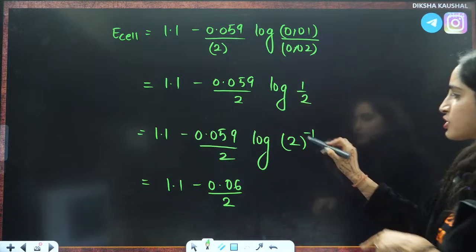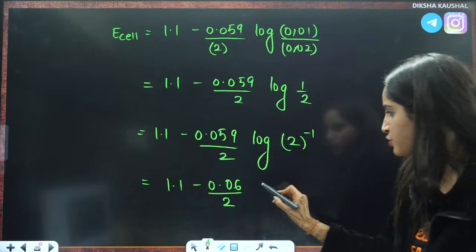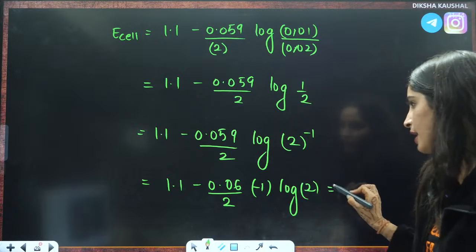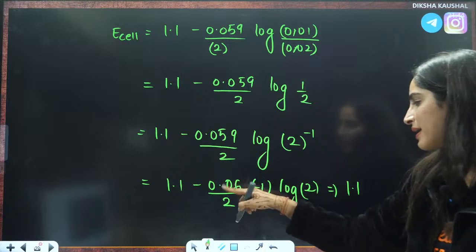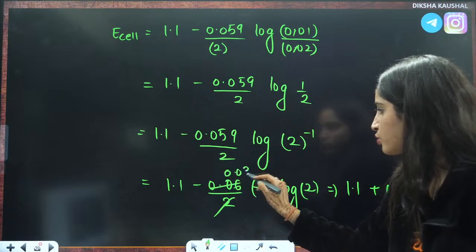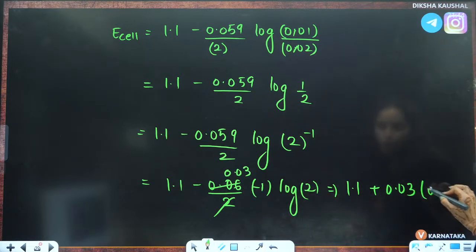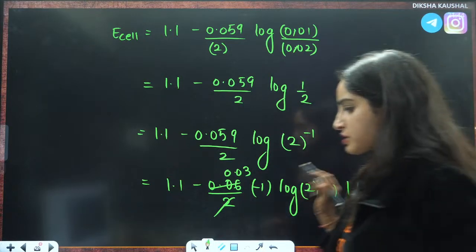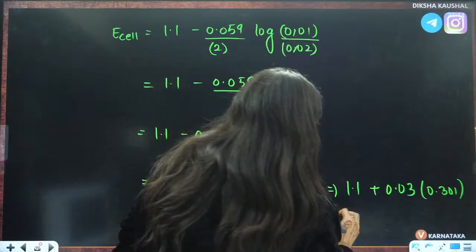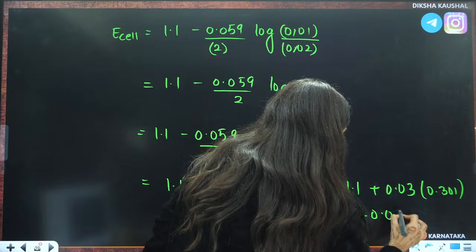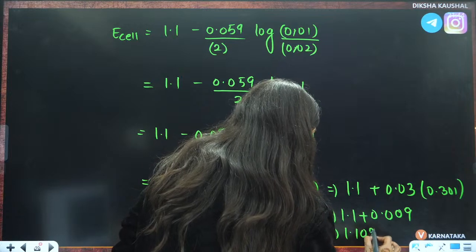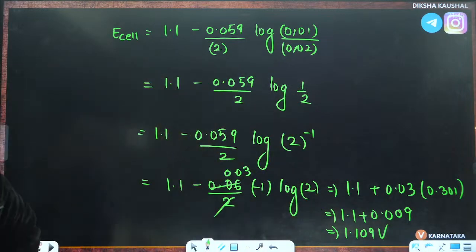So the part that is in the power will come in front of it. So it will be -1 multiplied by log of 2, right? Now it will be 1.1, minus will be plus. It is 0.03 because it will cancel out. And what is log 2? Log 2 is 0.301, right? Just calculate this and see what the value is. It will turn out to be 0.009. So it is 1.1 plus 0.009, so the answer will be 1.109 volt.